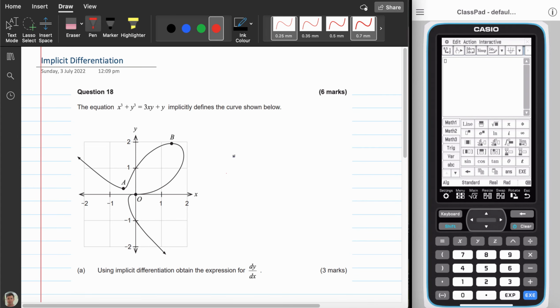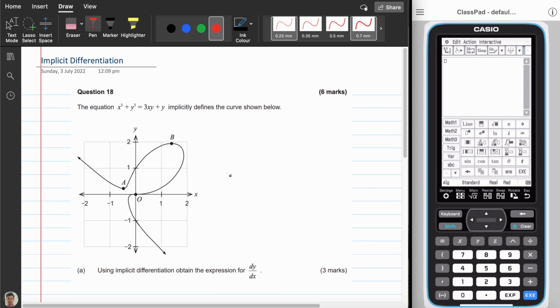G'day guys, I've got an implicit differentiation question for you today, where I've got an equation which defines this particular curve that we see on our screens here. And we're asked to use implicit differentiation to obtain an expression for the derivative of y with respect to x.